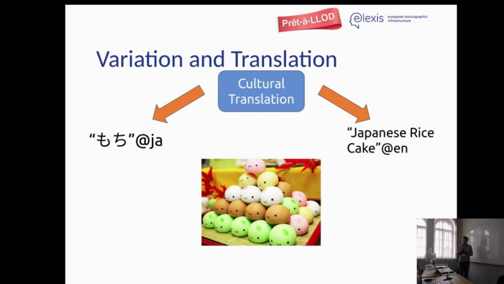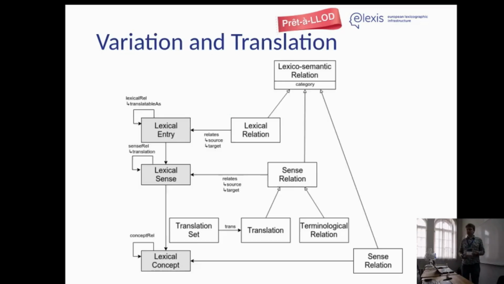Another thing we care a lot about is variation and translation. Obviously, translation is fairly easy in many cases, but often we come across words that are difficult to translate or in fact impossible. So here we might have a Japanese word, mochi, and mochi could be translated as Japanese rice cake, or it could just be mochi in English. There are lots of different ways to translate this, so we need to understand something about why we're translating a particular word, or how, or what are the conditions of our translation of a particular word.